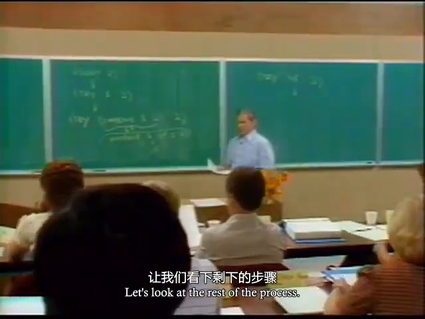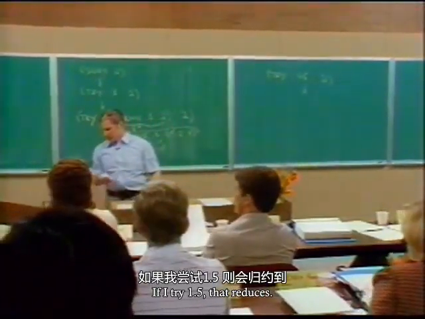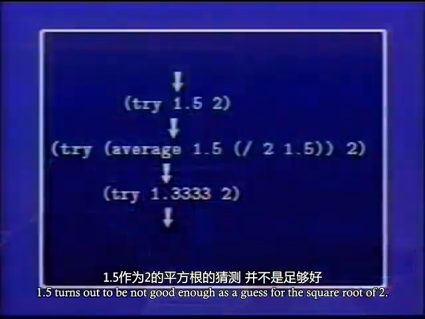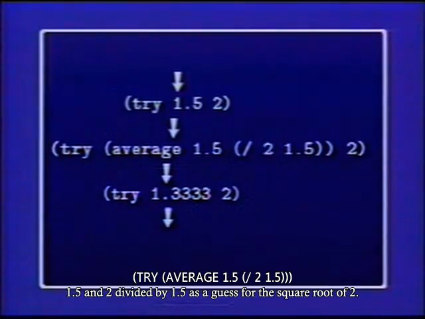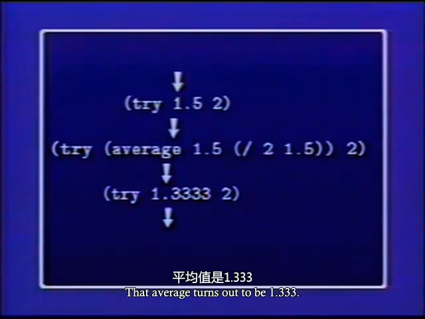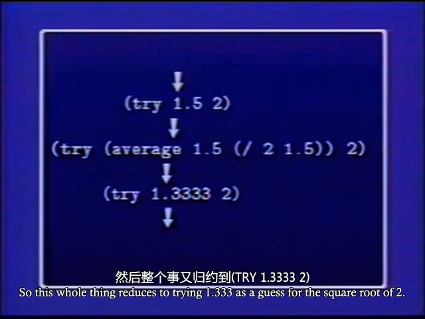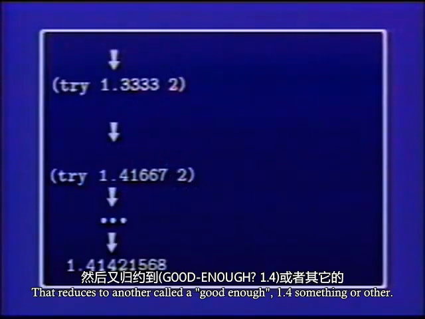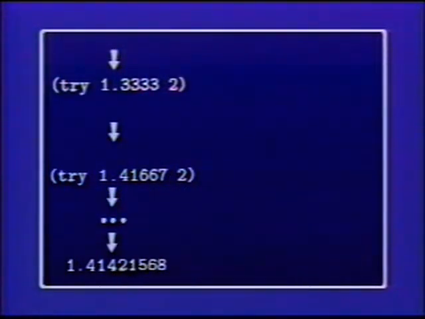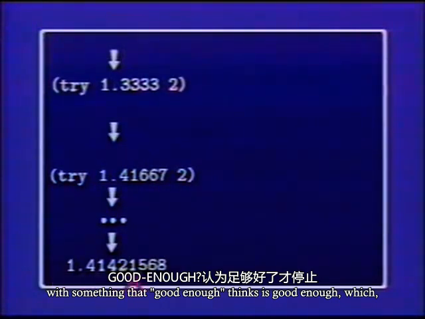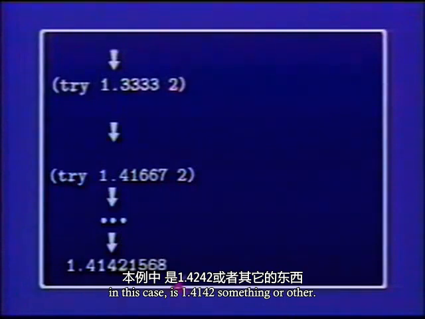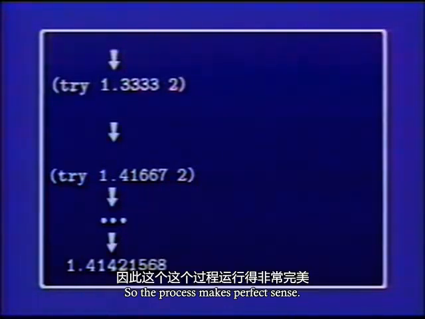Let's look at the rest of the process. Here, if I try 1.5, it turns out to be not good enough as a guess for the square root of 2. So that reduces to trying the average of 1.5 and 2 divided by 1.5 as a guess for the square root of 2. That average turns out to be 1.333. So this whole thing reduces to trying 1.333 as a guess for the square root of 2, and then so on. That reduces to another call of good enough, 1.4 something or other, and then it keeps going until the process finally stops with something that good enough thinks is good enough, which in this case is 1.4142 something or other. So the process makes perfect sense.